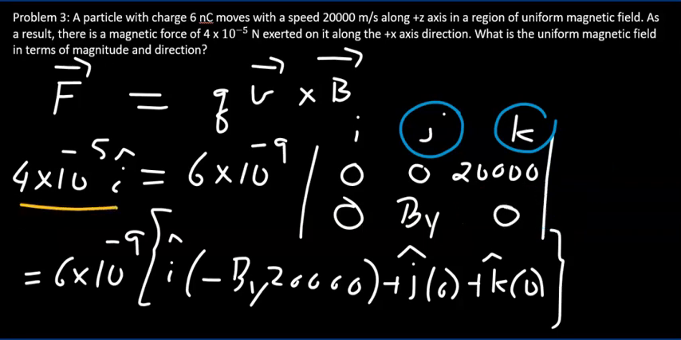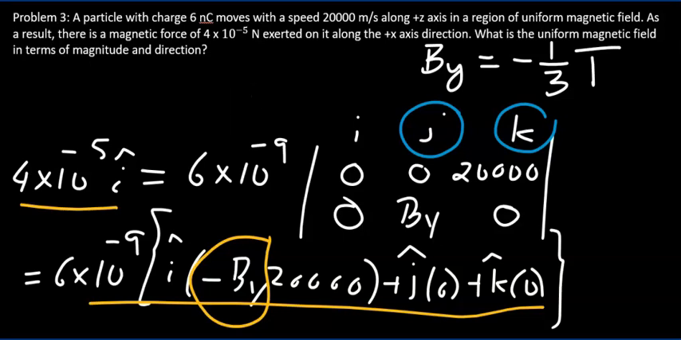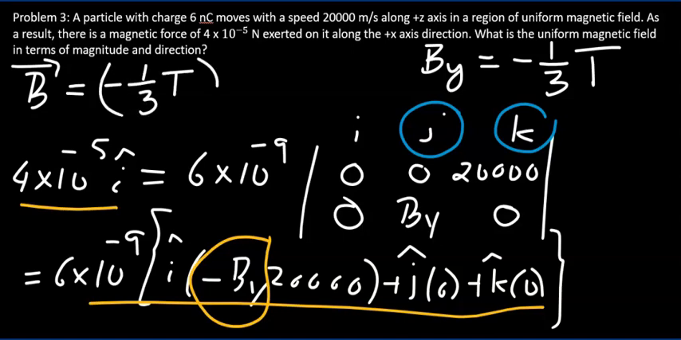So equating this number to this expression, you should be able to figure out the unknown by, and that will be negative 1/3 Tesla. So the vector expression for the uniform magnetic field is minus 1/3 Tesla j hat. So the direction of the magnetic field is along the minus y-axis with a strength of 1/3 Tesla.